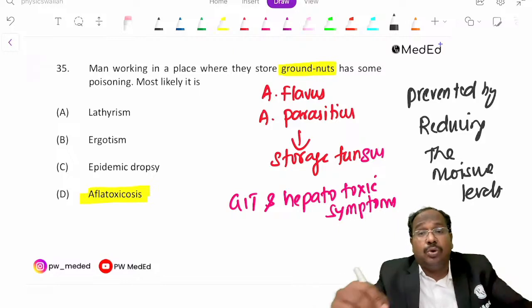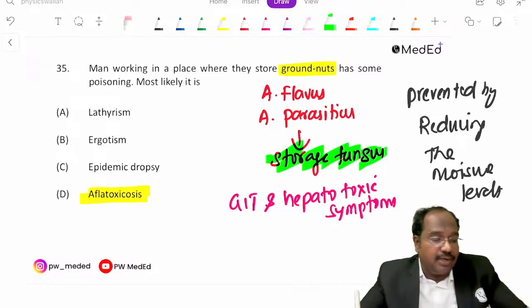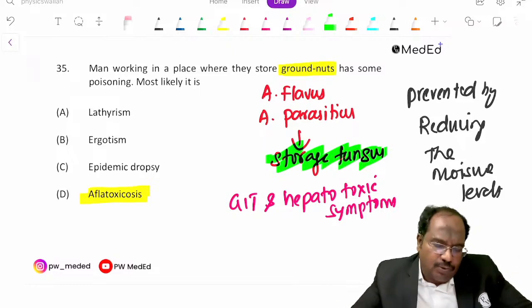So this is storage fungus. Another common question here is, what type of fungus are these? These are called storage fungus. We'll see each topic one by one as we discuss here.